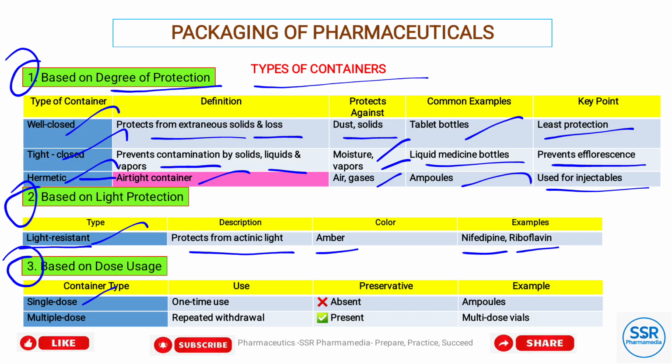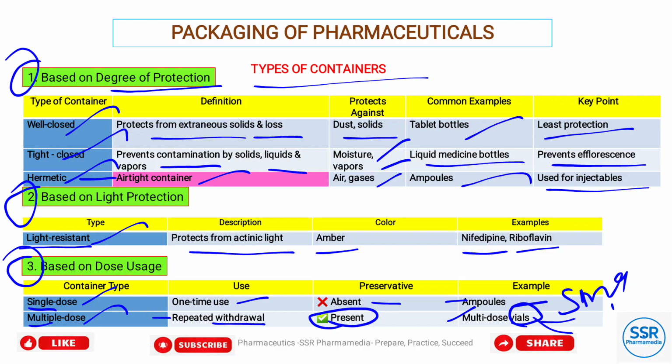So containers for solid dosage form, single dose and multiple dose. Single dose means one time use. A preservative is absent in this container. Mainly ampoules; ampoules are single dose containers. And multi-dose is repeated withdrawal of the medicine present inside the container. Preservatives are present in that container. An example is multi-dose vials. All ampoules are single dose, and multi-dose means only vials can be used as multi-dose. In vials, single dose is also available, and multi-dose vials are also available.